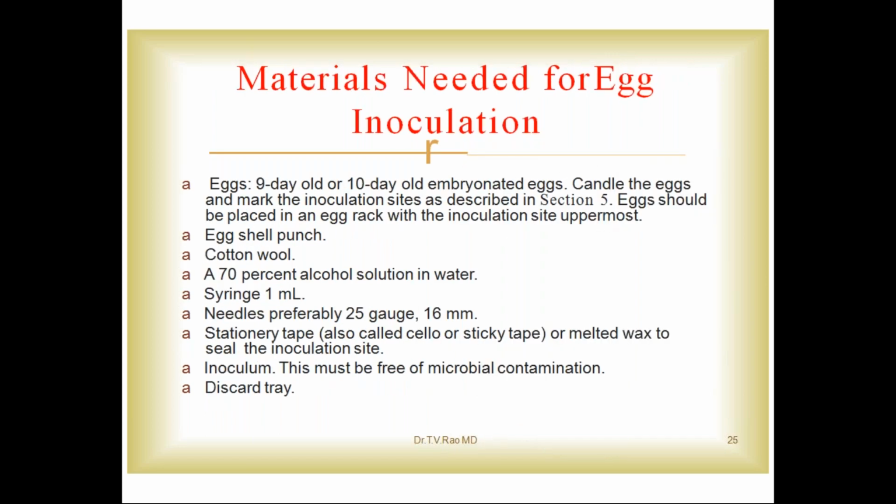What are the materials needed for egg inoculation? We have to use 9 to 10 day old eggs, candled, and the egg should be placed in the egg rack with the inoculum site uppermost. We need an eggshell punch, cotton wool, and 70% alcohol solution in water. We use a 1 ml syringe and a 25 gauge, 16 millimeter needle. We also need sticky tape, the inoculum, and a discarding tray. These are the materials needed for egg inoculation.